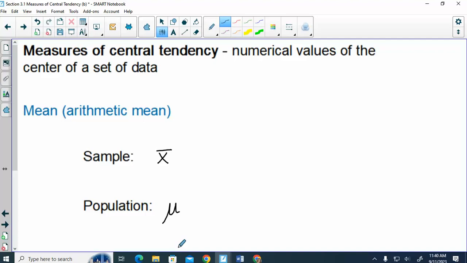How do you find a mean? Add them all together and divide by the total number. Exactly. Add them all up, divide by the number of points. The shorthand, this sigma just means you add up all the x's, divide by n.